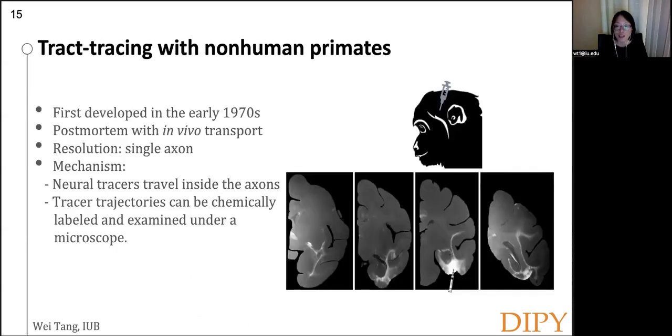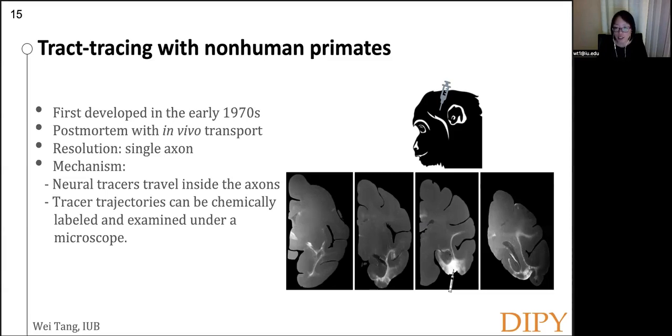Then, in the 1970s, a more advanced tracing technique was developed and became the standard that is still in use today. Track tracing also combines in vivo and postmortem processing, but instead of introducing degeneration, it relies on the uptake of injected molecules by the neurons in the regions of interest.